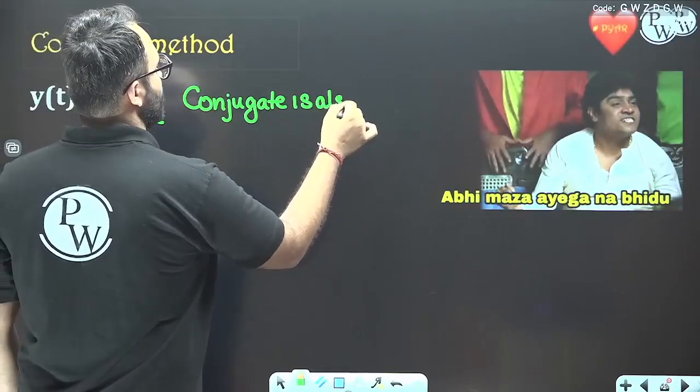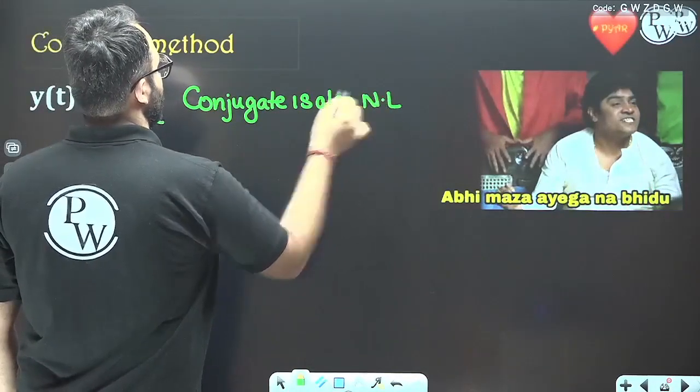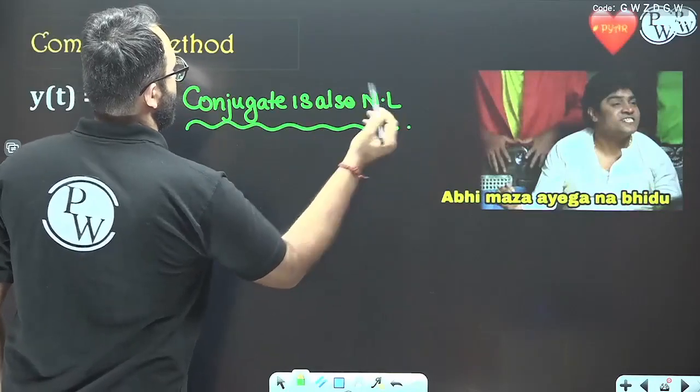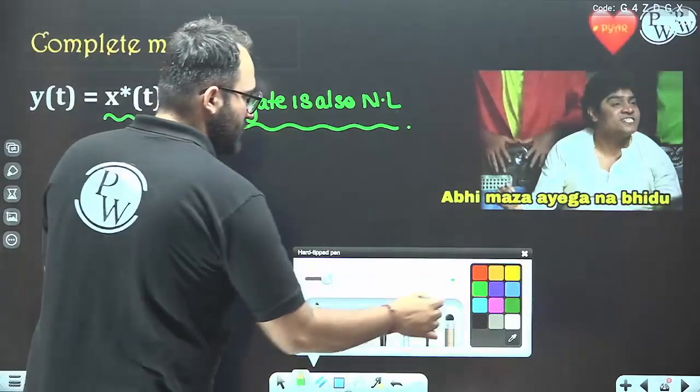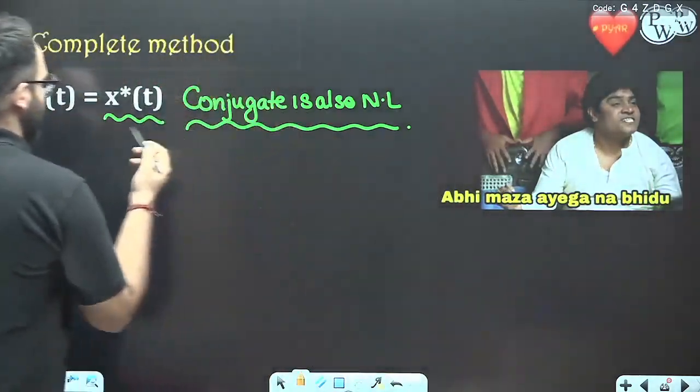Conjugate is also a non-linear operation. Always remember that. Let's see how to find it out.